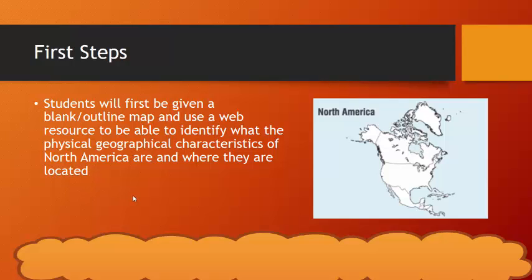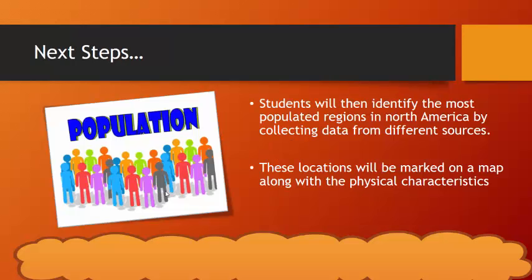Once the students have labeled the major geographic areas, it is time for them to overlay that with information about population. The next step would be for students, as I mentioned, to identify the most populated regions in North America by collecting data from different sources. These locations will be marked on a map along with the physical characteristics.